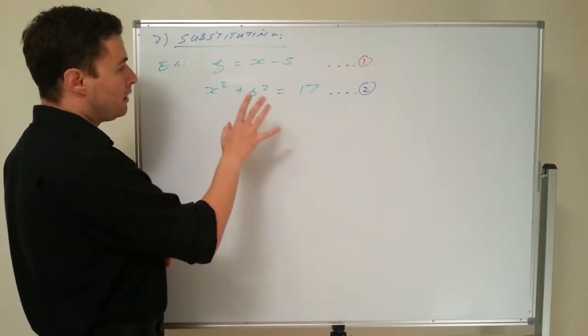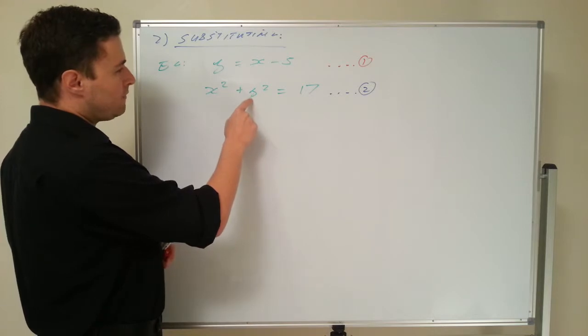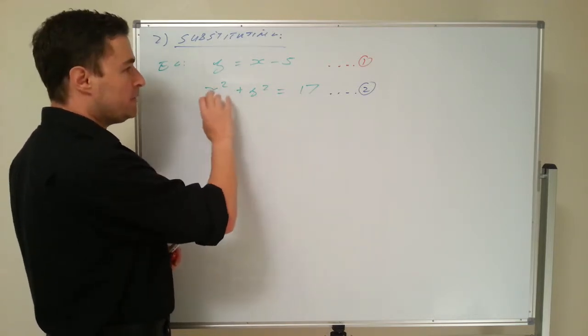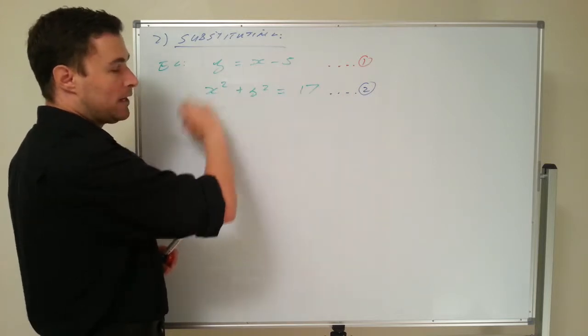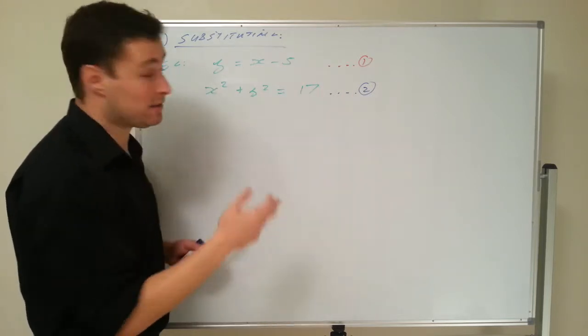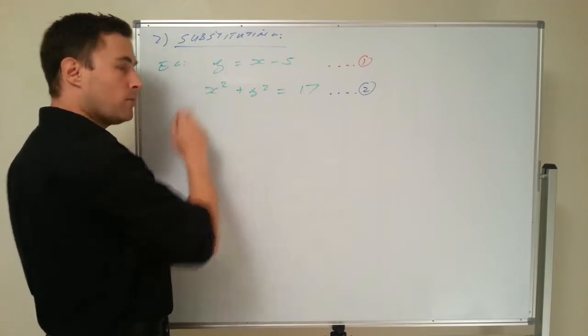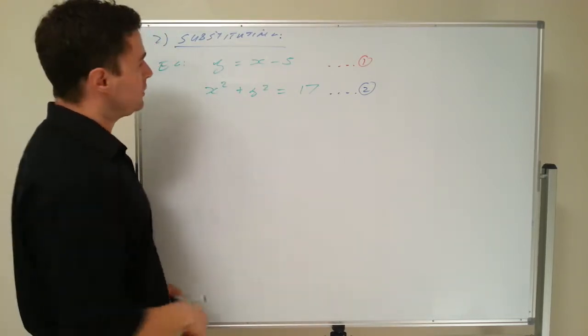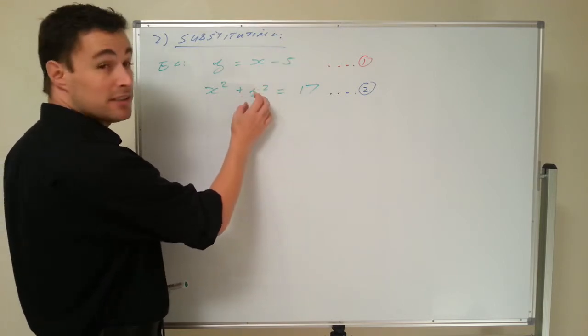Now, alarm bell should be ringing, because if I've got a y squared, it's going to be really difficult for me to get x completely alone and then equate the two parts, because this is not y, it's y squared. This is y, so I have to square that part. It's a little bit tricky. So the easiest thing for me to do is just to take this and replace it into here.